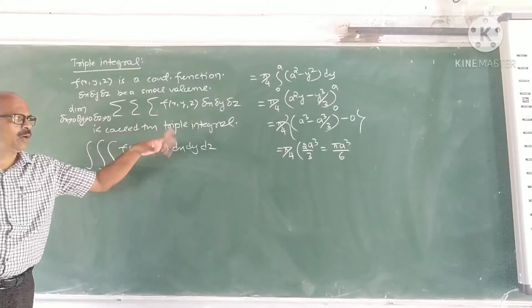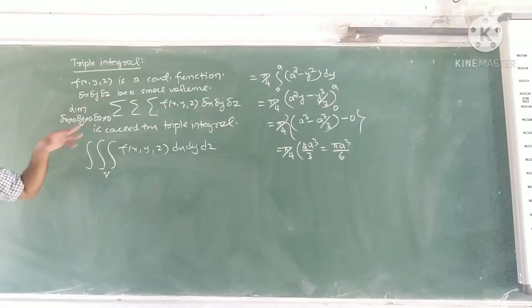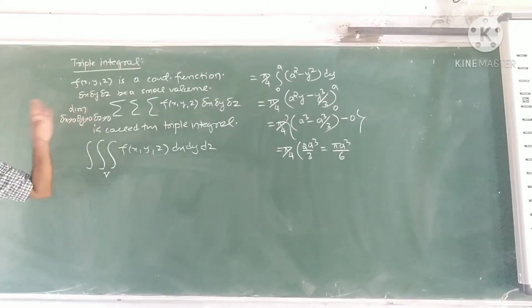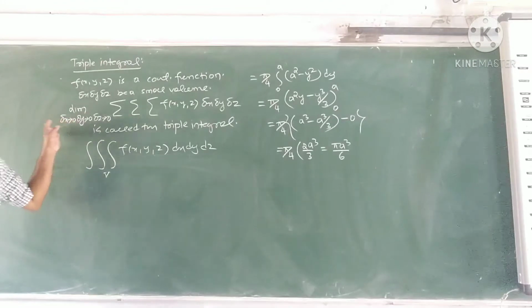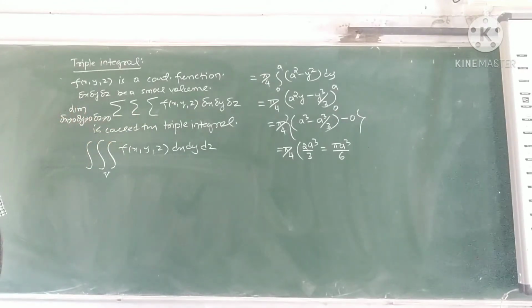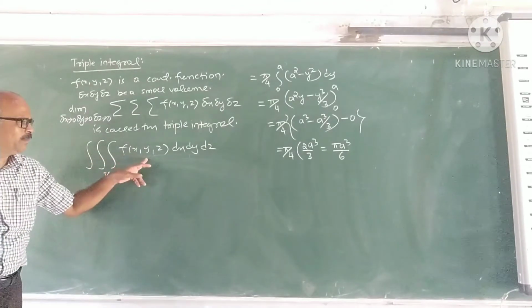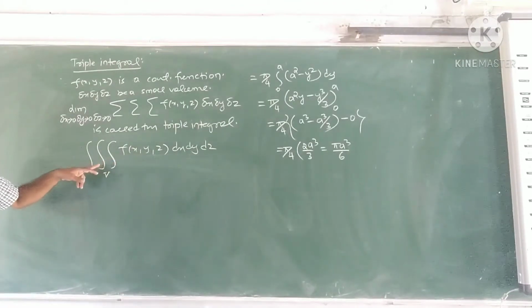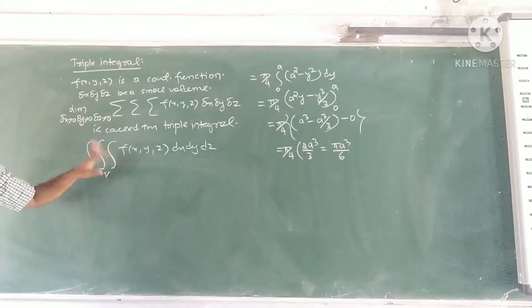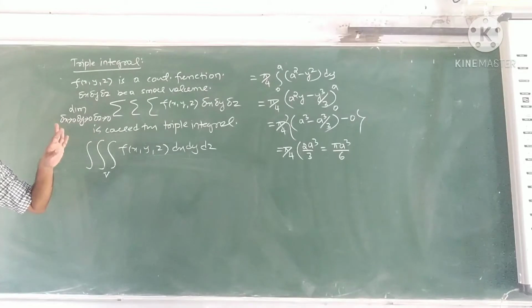In all the previous problems in double integrals, the region, that is the limits, were given, 0 to a or 0 to root a square minus y square, like that. Sometimes that region will not be given. You have to find out the region, meaning the limits of integration. That is a separate topic. But first I explain by taking some examples how to evaluate this triple integral as a repeated single integral.